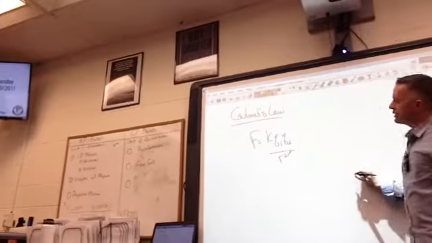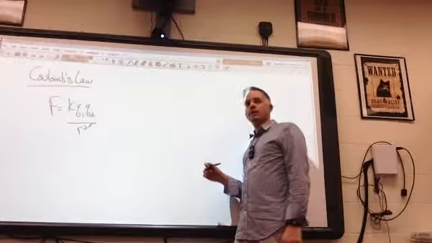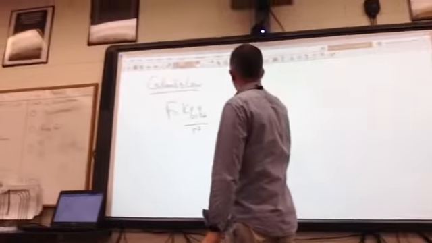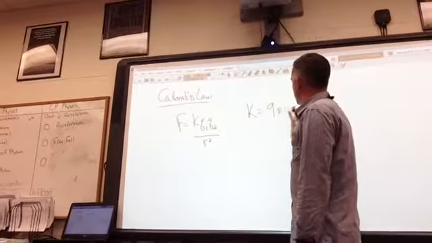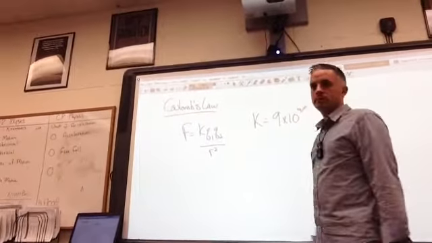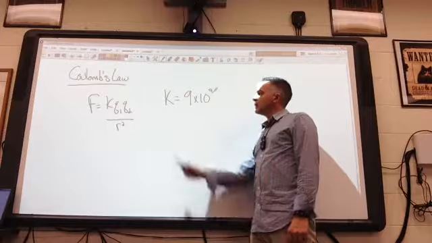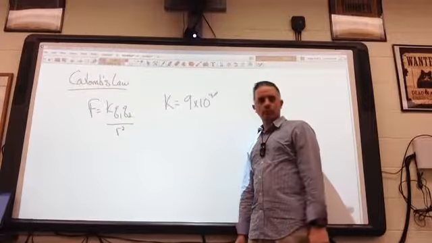And this is Coulomb's law. It's just F equals k Q1 Q2 over r squared. k is just a proportional number. It's just a constant value, 9 times 10 to the 9th. Okay? So k is just 9 times 10 to the 9th. Anytime you see k, just plug the number in.